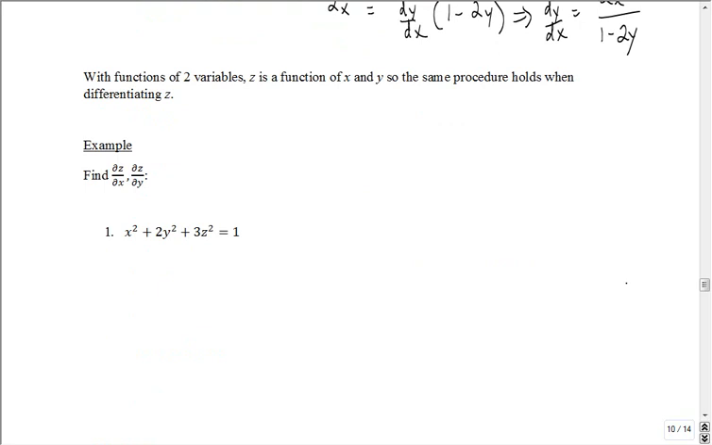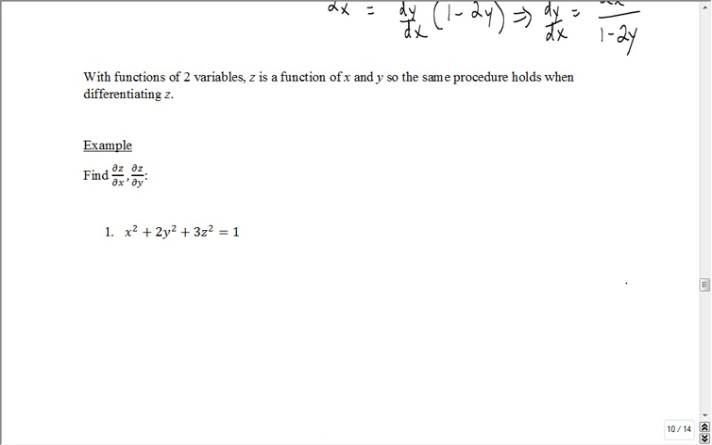We want to find the partial of z with respect to x and y. Now, sometimes you may not need to use implicit differentiation. If you can solve this equation for z, you can just use what we did before. But sometimes it is difficult to solve for z, so it would be better for you to use implicit differentiation.